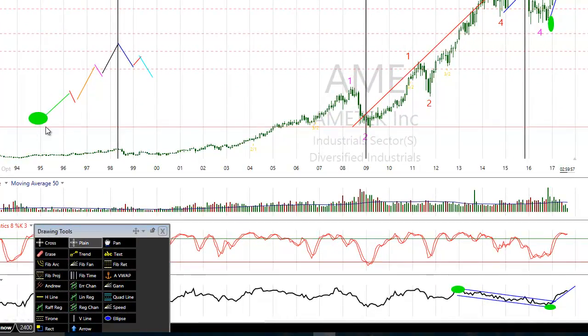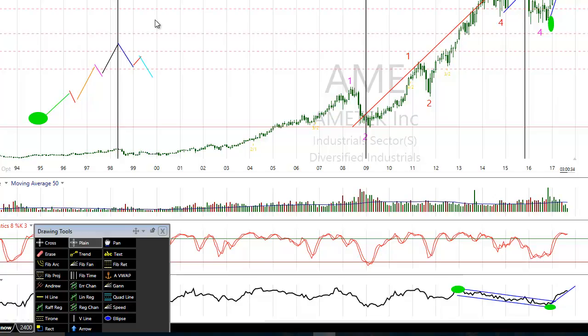Am I making sense? If you identify a valid impulse wave, we can deduce that there is a high chance that the following wave is likely to be a correction. So that's why, if the first wave is an impulse wave, the following wave is likely to be a correction. If the third wave is an impulse wave, the following wave is likely to be a correction. If the fifth wave is an impulse wave, the following wave is likely to be a correction.